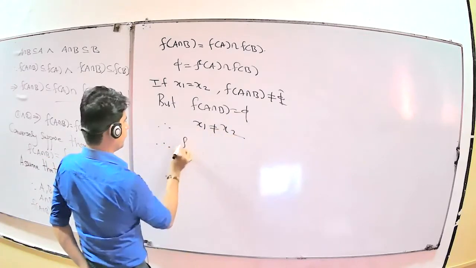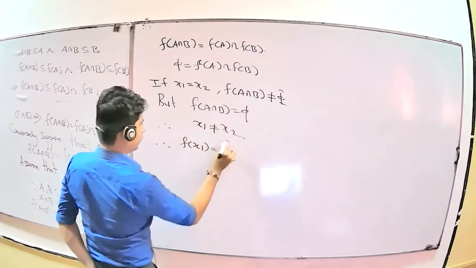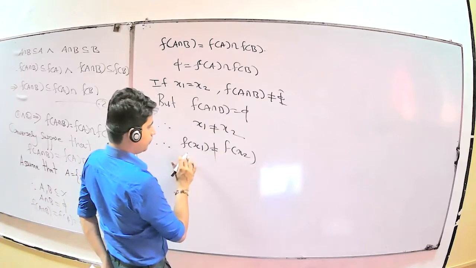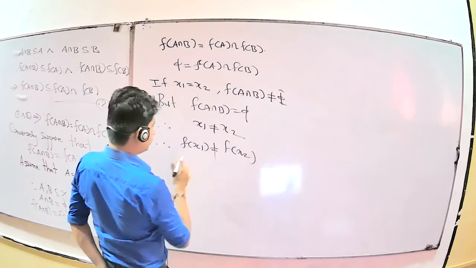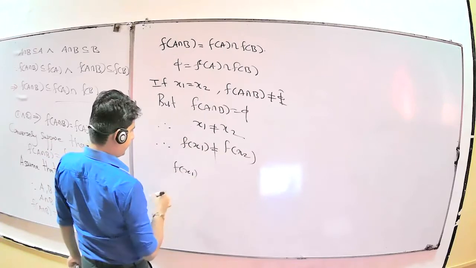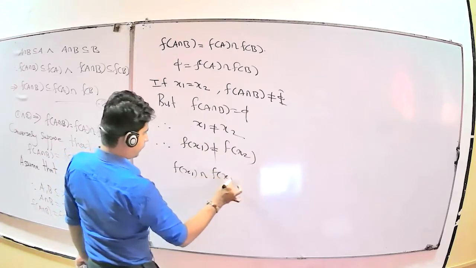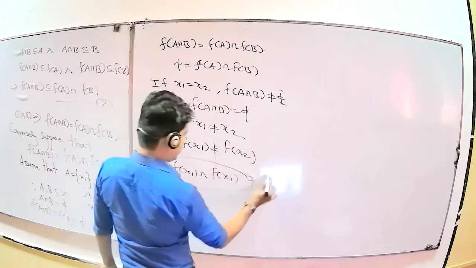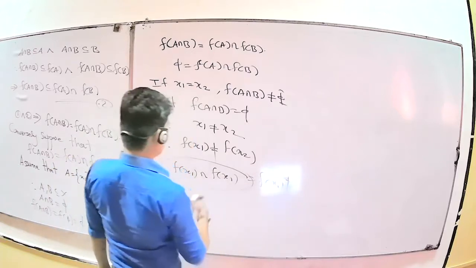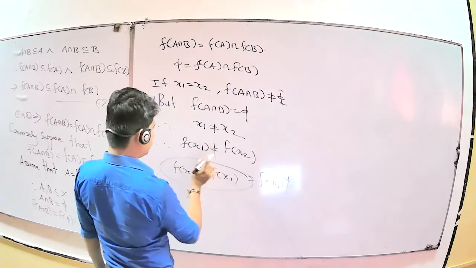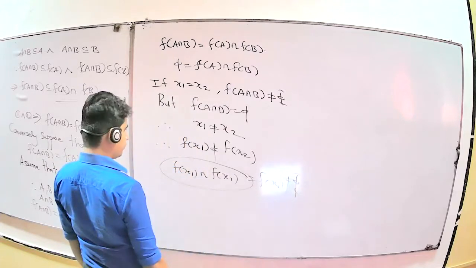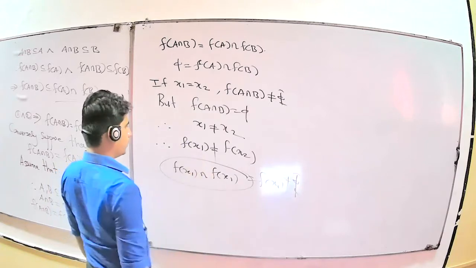Therefore, x1 not equal to x2 means your f of x1 value is not equal to f of x2, because suppose f of x1 equals f of x2, then you can put f of x1 intersection f of x1. For this you will get f of x1, both are the same. Then it's not an empty set. We already know that f of x1 is not equal to empty, this one is not equal to empty. Therefore, it is only possible for f of x1 not equal to f of x2.